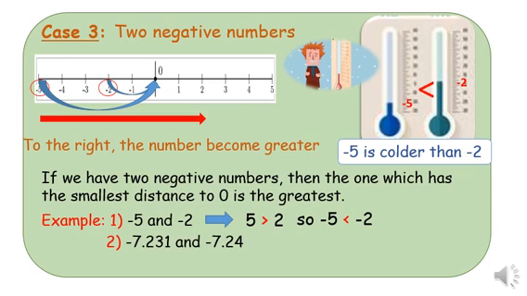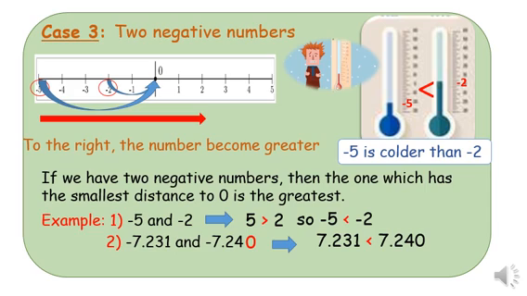Now, the second example, -7.231 and -7.24. Here we have two decimal numbers, so we have to add 0 here. And we have 7.231 and 7.240. Which distance is the smallest?